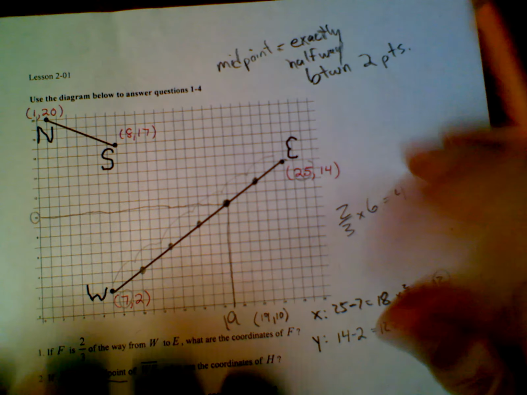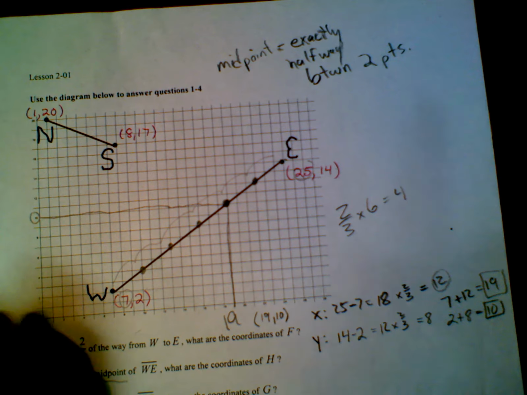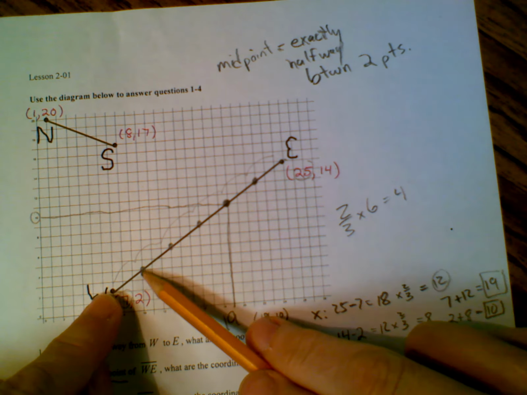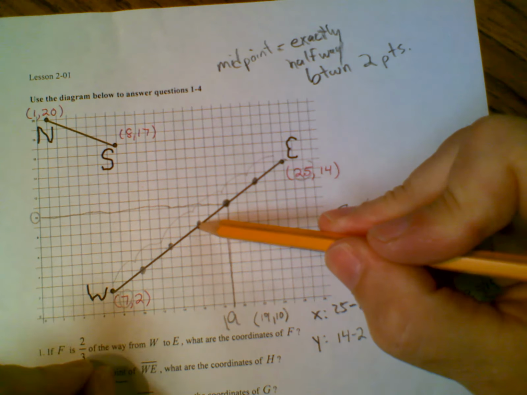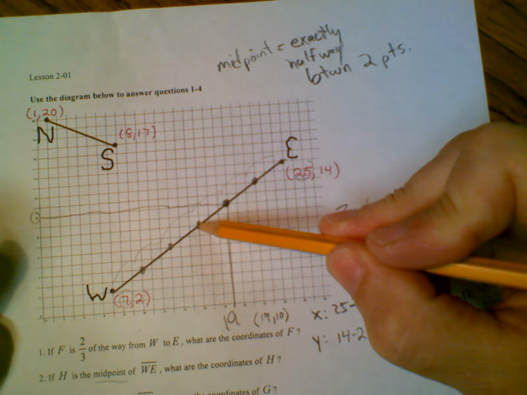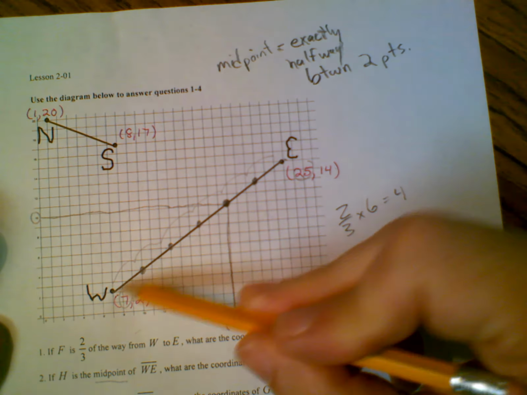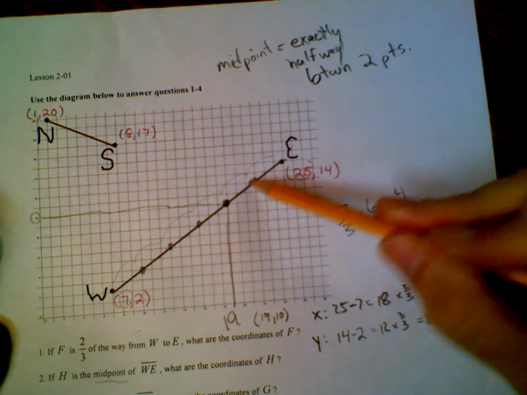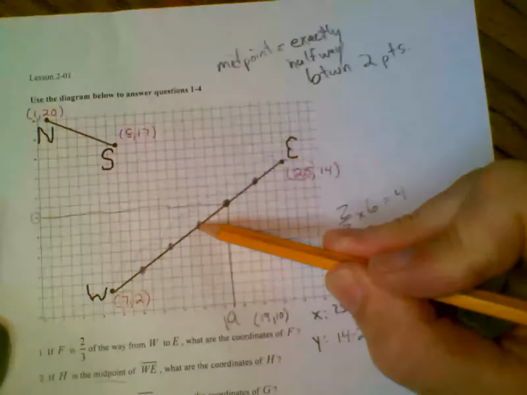Midpoint does not mean somewhere vaguely in the middle. Okay, somewhere in between. This is not a midpoint of W and E. It's not exactly halfway in between. That's not a midpoint. This right here, you can see visually, that's the same distance from W as it is from E. You can count. It's 1, 2, 3 steps of equal length towards W and 1, 2, 3 steps of the same length towards E. That's the point that's exactly in the middle.